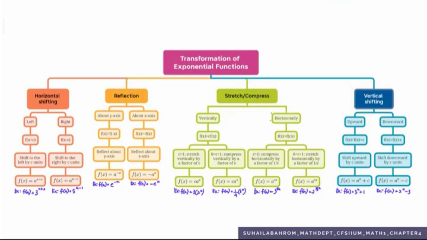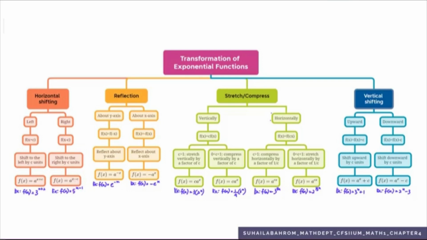First, let's look at the example for the horizontal shifting. It's either shift to the left or shift to the right. For example, we have the function f(x) = 3^(x+2). If we have plus in the middle of the exponent, it means the graph will shift to the left. And for an example of shift to the right, we have 5^(x-1), so it will be shifted to the right by c units.